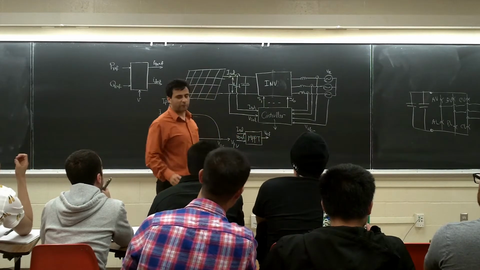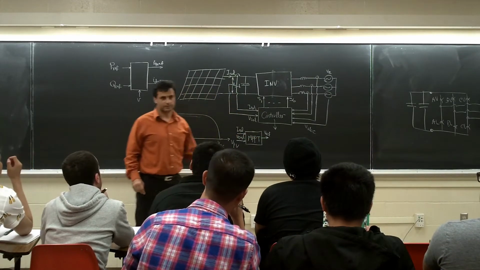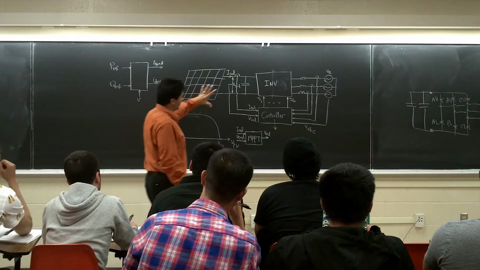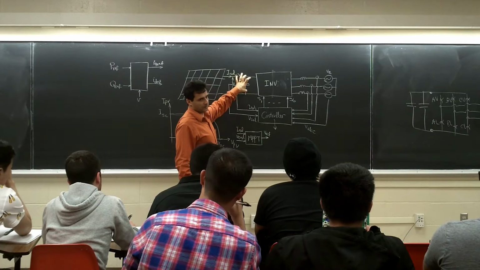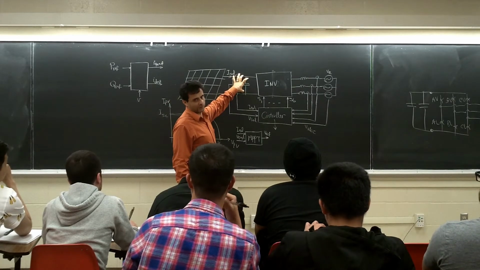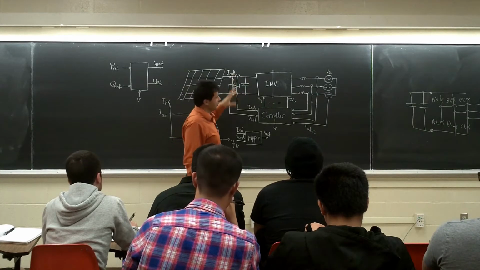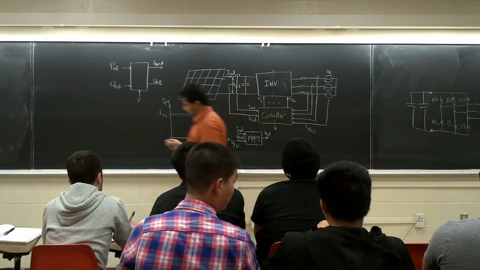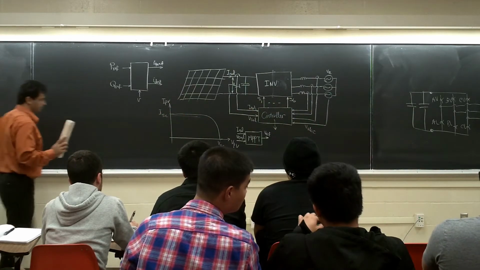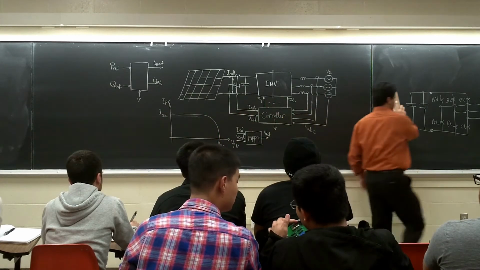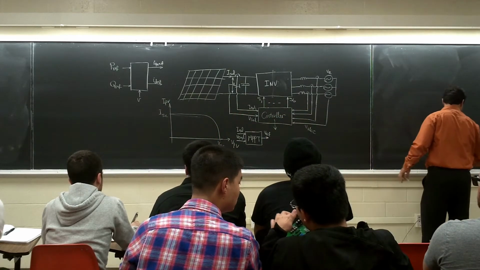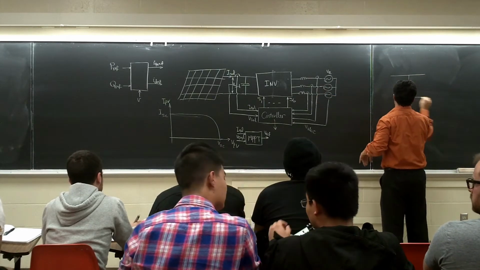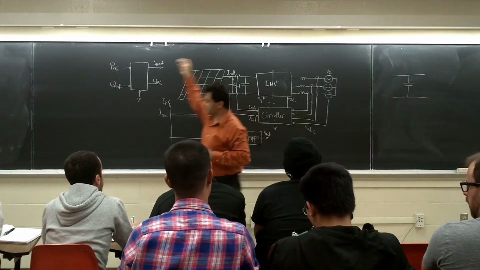If I have my Vref, what does it mean? Can somebody tell me? I want to have 200 volts, Vref. Basically, if you look at this capacitor, the voltage of this capacitor should be how much? Vref. It should become Vref at the end, right? So let's look at this capacitor. I'm talking about this middle one.